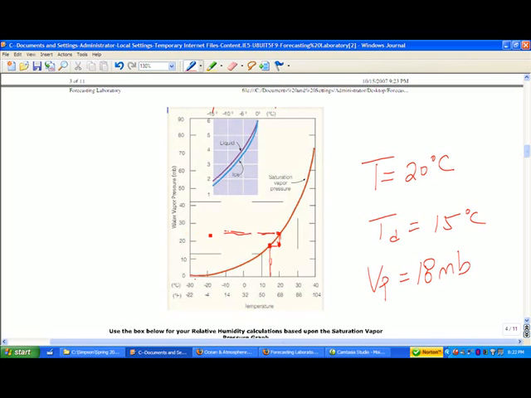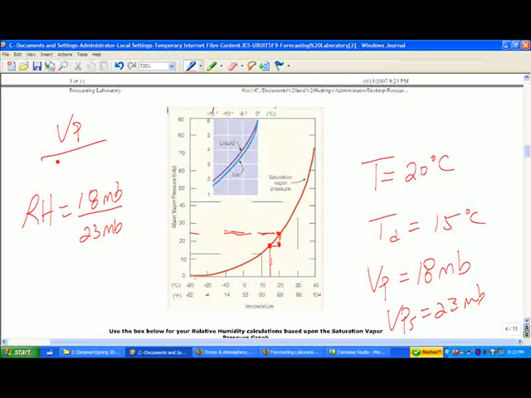Actually, let me see if I can get this a little bit more accurate. It looks like actually about 23. And my saturation vapor pressure is 23 millibars. Relative humidity is 18 millibars divided by 23 millibars. In other words, vapor pressure divided by saturation vapor pressure. Millibars go out, multiplied by 100 to get a percent.